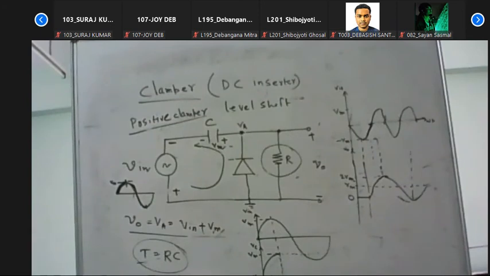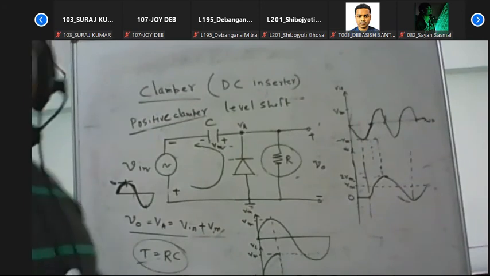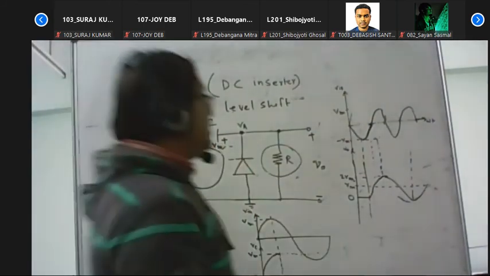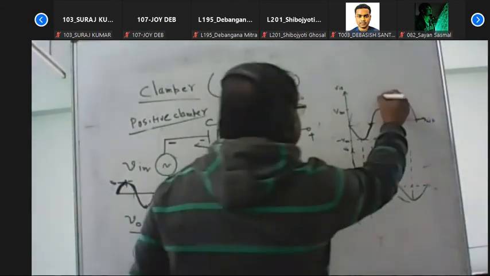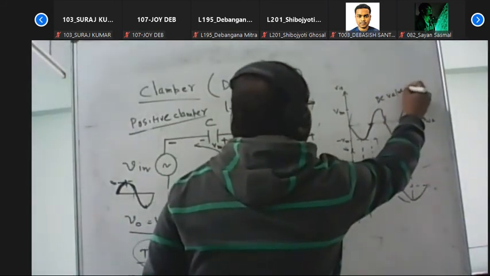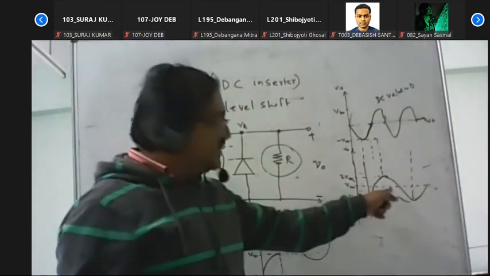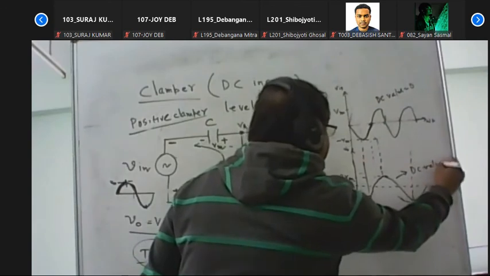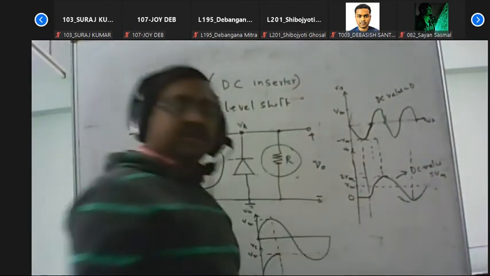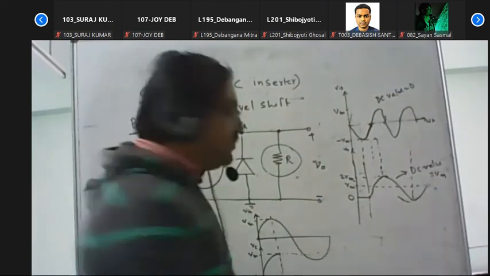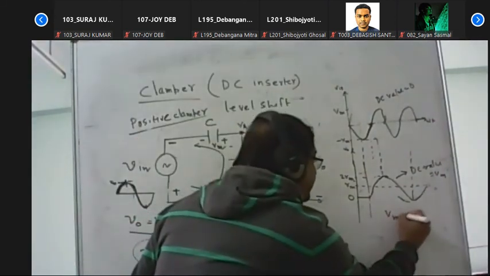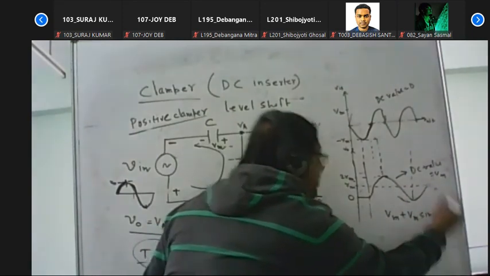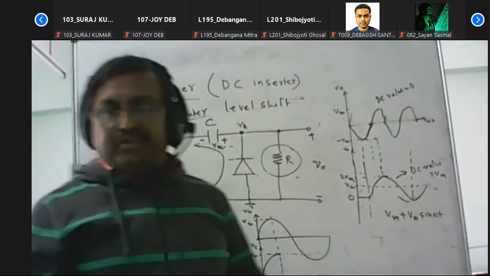Okay. So in a clamper circuit, we basically add some DC level to the AC input signal. In the input signal, the DC value is equal to 0. In this output signal, the DC value is equal to VM, because this signal can be represented as VM plus VM sine omega t.